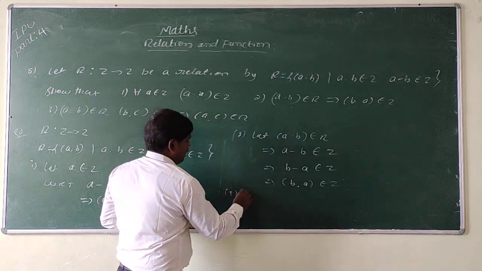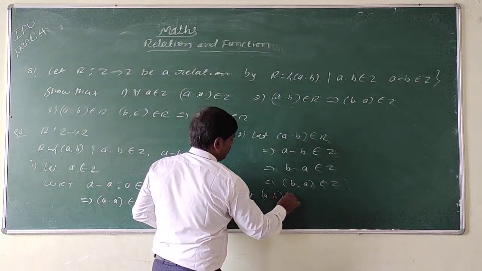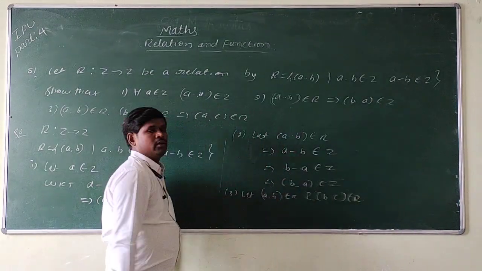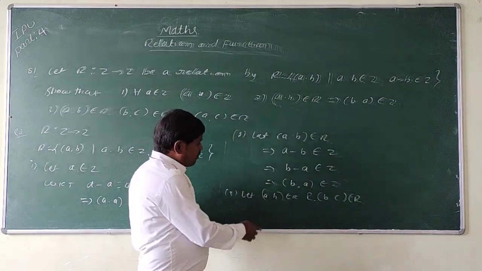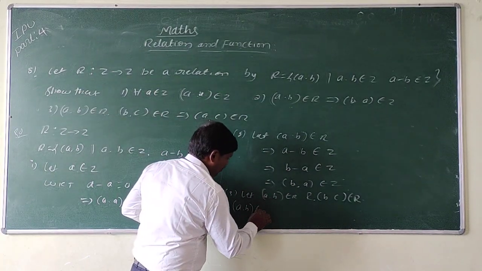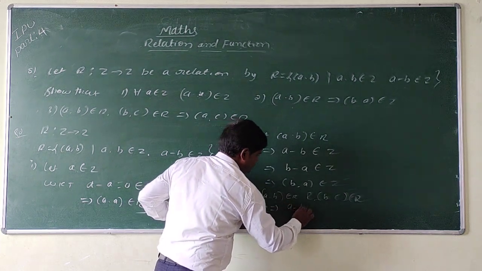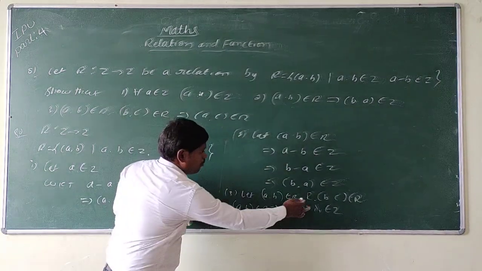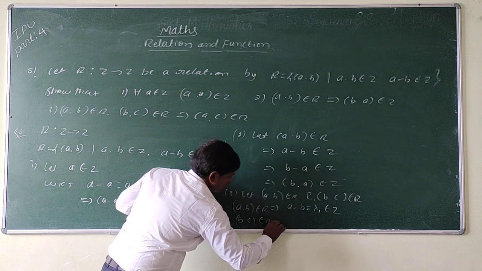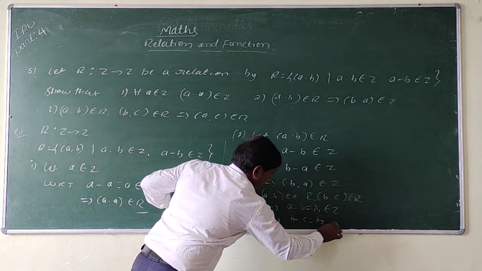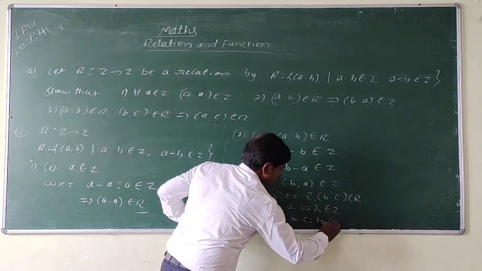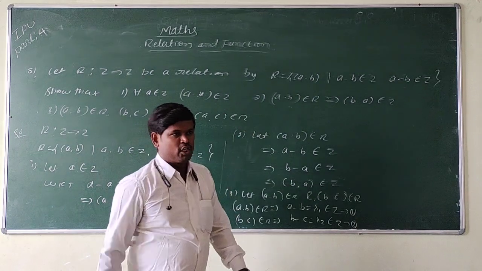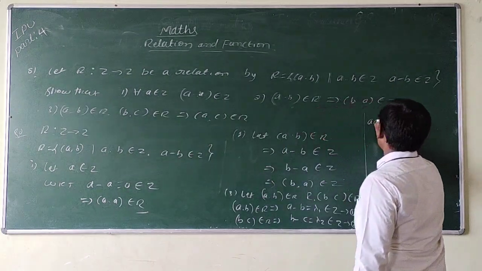So the third one: I am taking two ordered pairs, (a, b) belongs to R and (b, c) belongs to R, which belong to the relation R. So (a, b) belongs to R means a minus b is an integer, lambda 1 belongs to Z. (b, c) belongs to R means b minus c is again an integer, lambda 2 belongs to Z. So this is equation number 1 and this is equation number 2. I am adding equations 1 and 2.